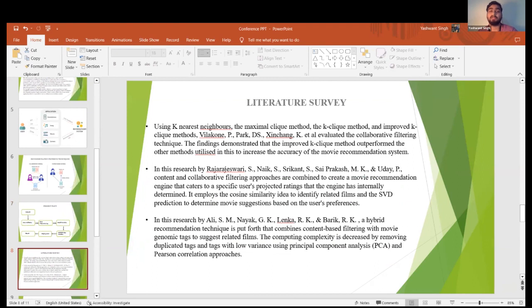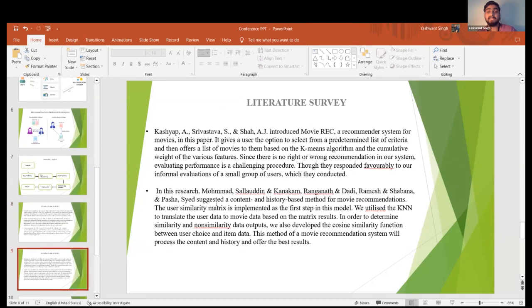I'll not go very deep into it. I'll just give short insights to you all since we are short on time. You can have a look here that some of the systems have used collaborative techniques. Some of them have used content and collaborative, that's hybrid. And some of them have used hybrid here also. And next you can see that there's content based, there's history based recommendation system.